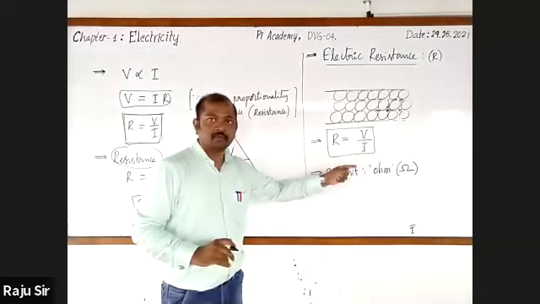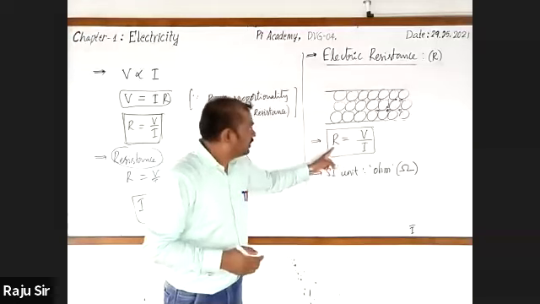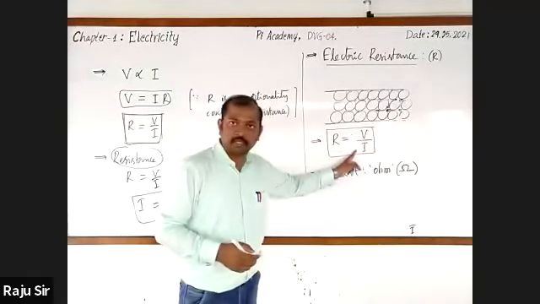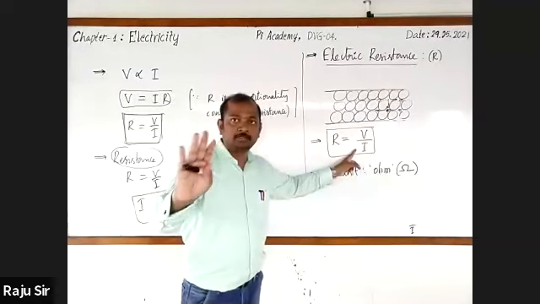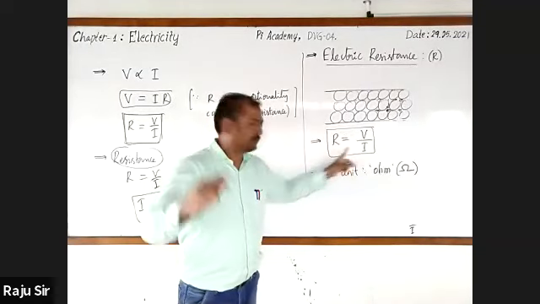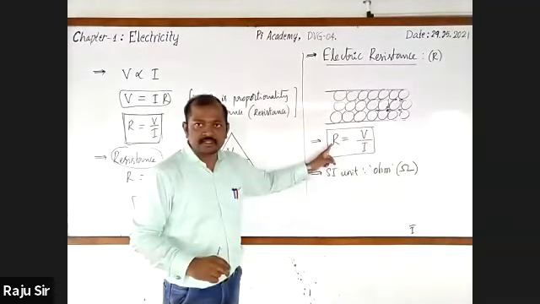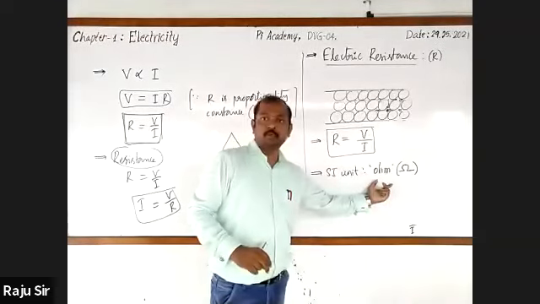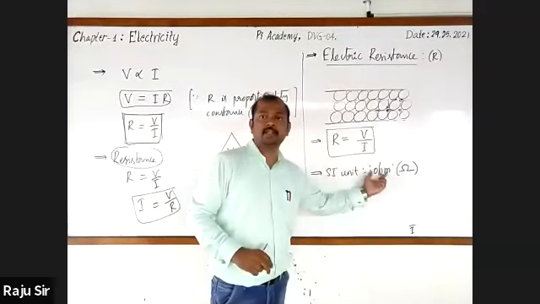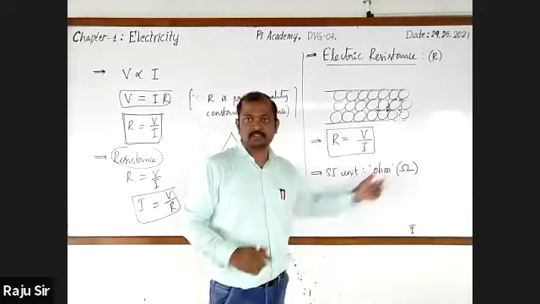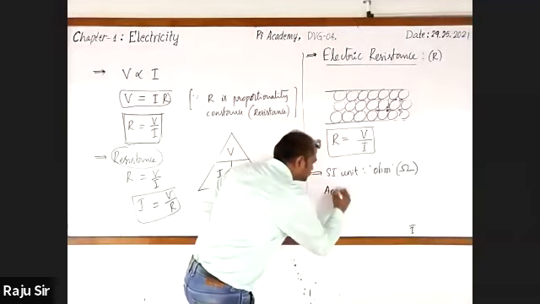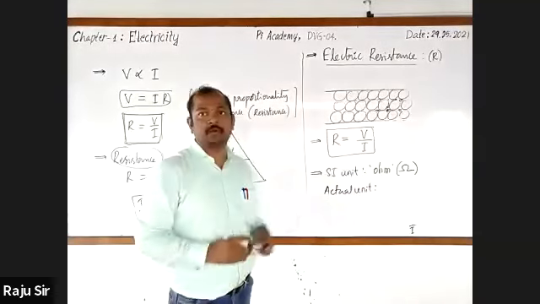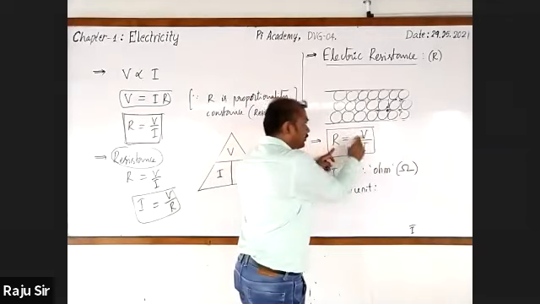Observe it. Once again, the formula to find electric resistance is R equals V by I. Please don't copy. Electric resistance can be measured using a unit called ohm. This is the System of International Unit of electric resistance. Then the actual unit is to be found out by using the formula. See, R is equal to V by I.